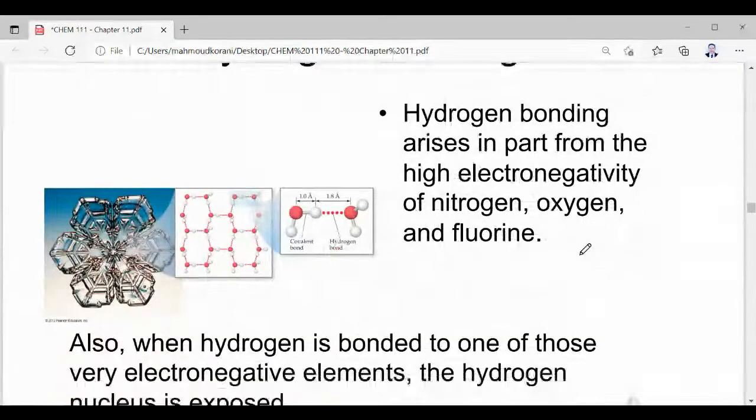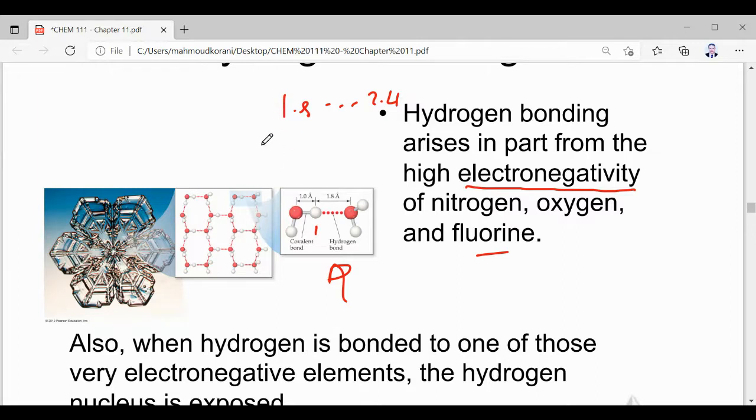Okay. Hydrogen bonding arises from the high electronegativity, as I've already told you, of nitrogen or oxygen or fluorine. Okay, if you look at this figure, the hydrogen bonding distance between this hydrogen and this oxygen ranges from, for example, 1.8 to 2.4, 2.6.